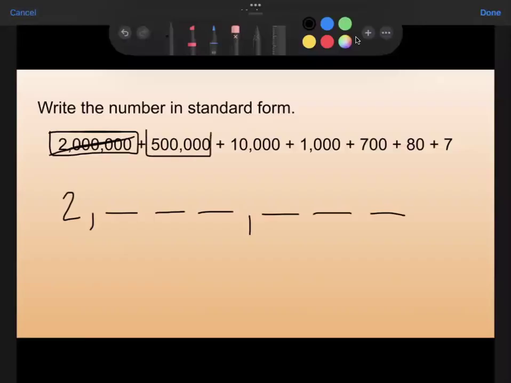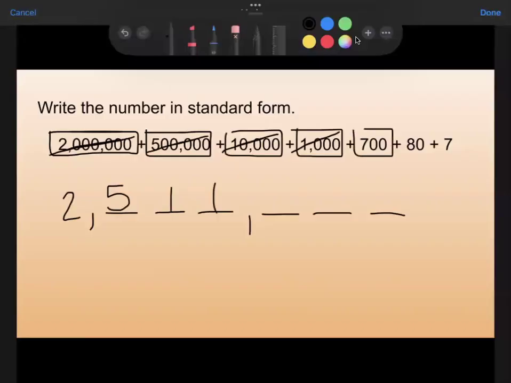The next term that I have is 500,000, which means there's a 5 in the hundred thousands place. And then I can go ahead and cross that off because I already have all the blank spaces that I need. The next term is 10,000, which means I have a 1 in the 10,000s place. So I'll put that there and then cross that off. The next term is 1,000. So I'll put a 1 in the thousands place and cross that off.